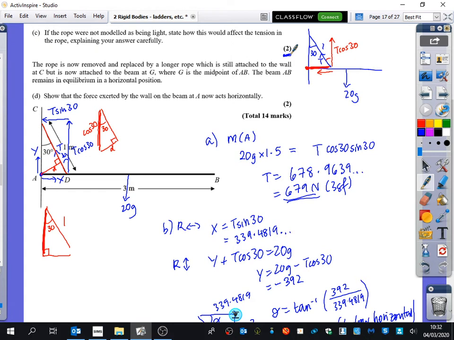Yep, so they have mass, but how would that affect the tension? Would it be different at different points? Good, the tension would be different at different points. That's one of the marks. The second mark is to explain a bit more carefully. So think about if this rope here wasn't a really thin, light piece of string, imagine it was a really, really heavy rope that had maybe, I don't know, a mass of like 10 kilograms.